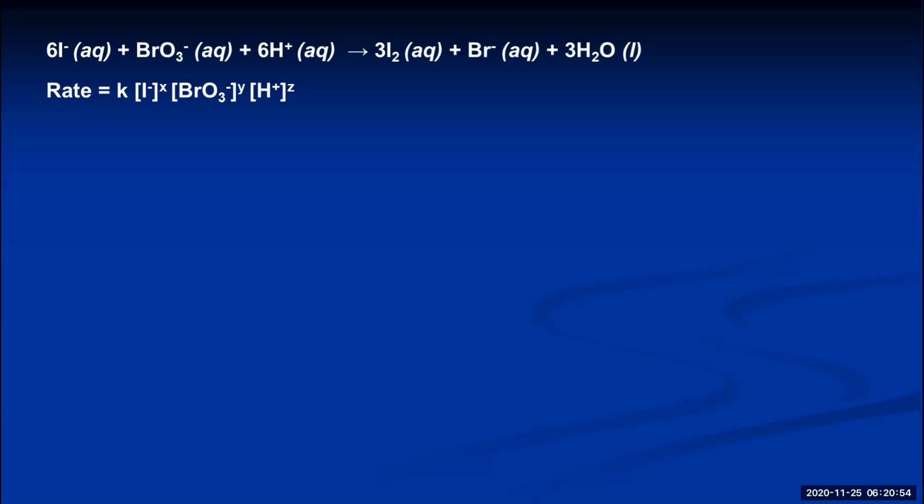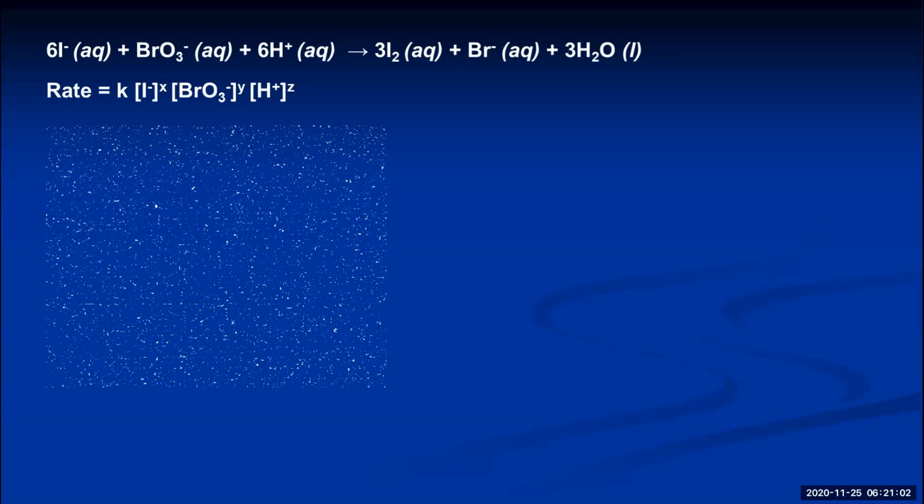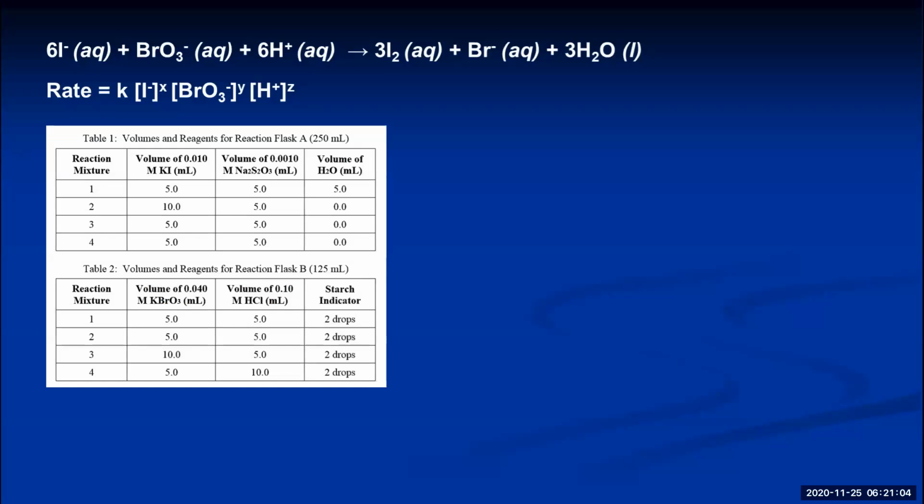The technique we use to do this is we actually do a series of experiments where we're starting a reaction with various concentrations of the different reactants. And today we're going to actually do 4 different reactions. We're going to have reaction mixtures 1, 2, 3, and 4. And those 4 reactions are going to have varying concentrations of iodide, bromate, and hydrogen ions.